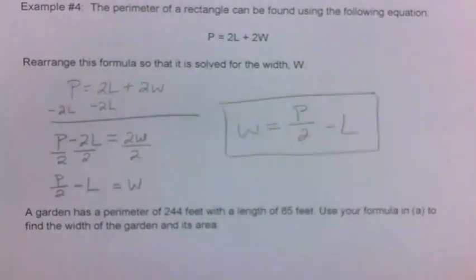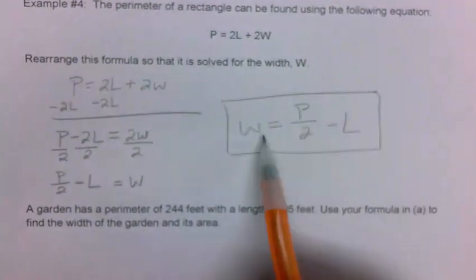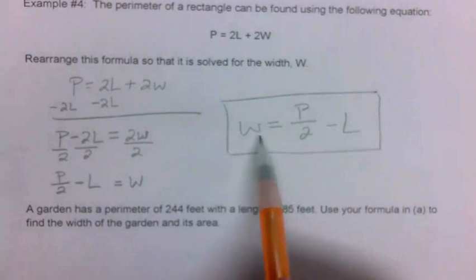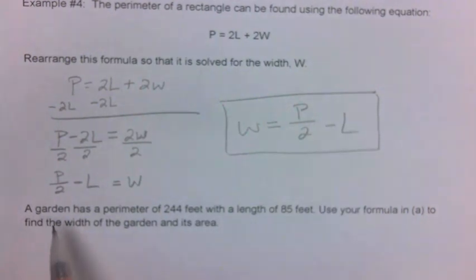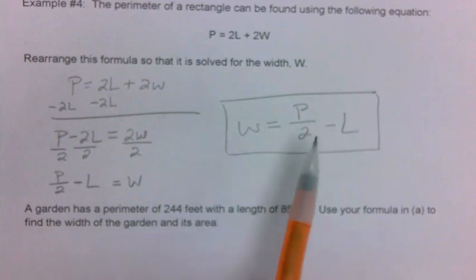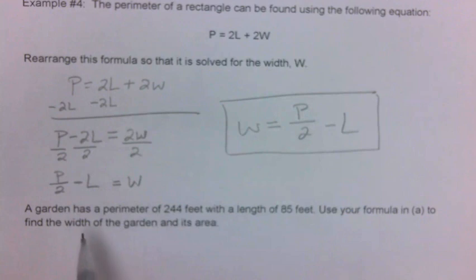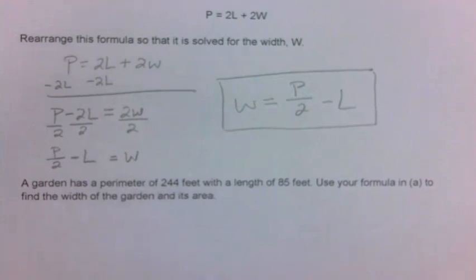Okay. Now, this equation we can use to figure out the width of a rectangle if we know the perimeter and length. They've told us that a garden has a perimeter of 244 feet and a length of 85 feet. We're going to use this formula in order to find out what the width is and then calculate the area of the garden as well.